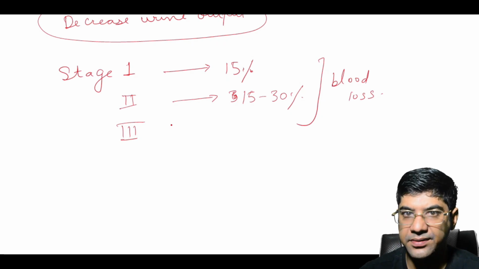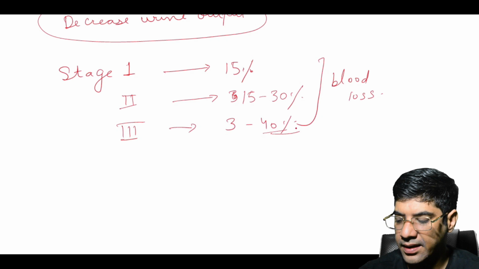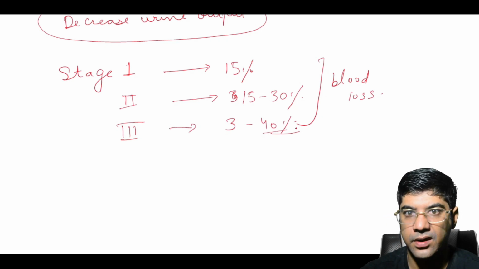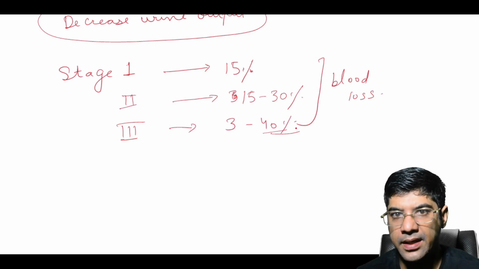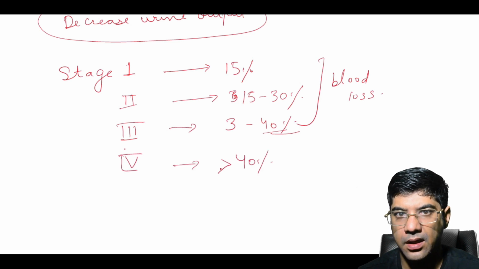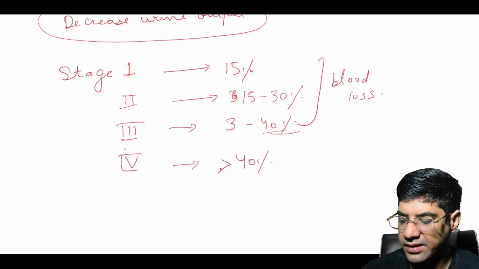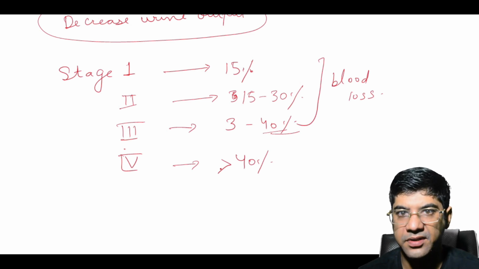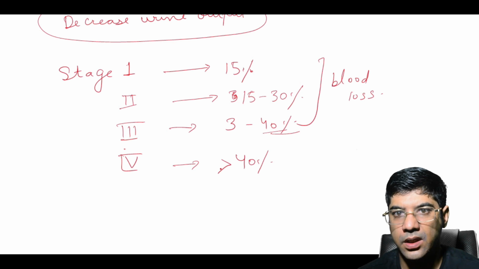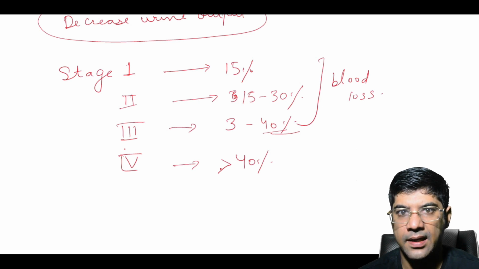The stage 3 is severe shock, and here 30 to 40% of the blood loss is seen. Significant hypotension, tachycardia, confusion, and reduced urine output is seen. The stage 4 is life threatening, where more than 40% blood loss is seen. Here you will see pronounced hypotension, bradycardia, unconsciousness, and multi organ failure can occur.